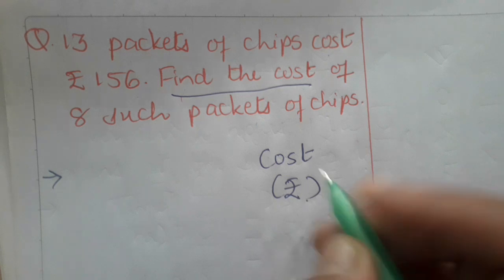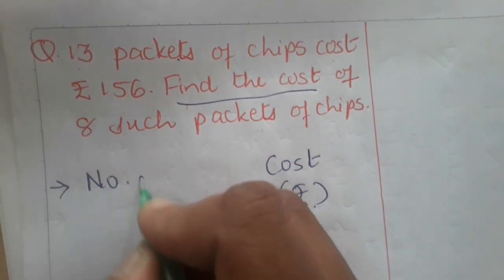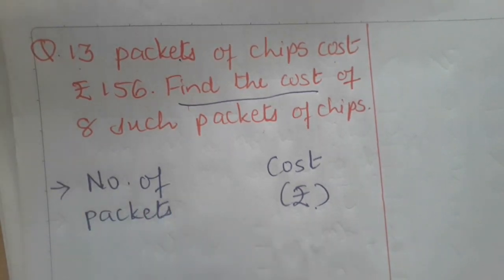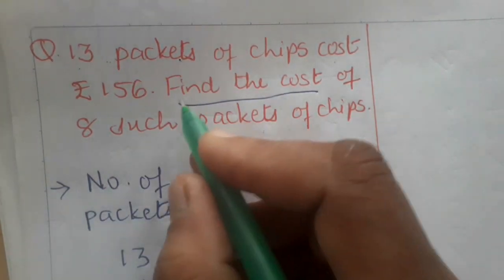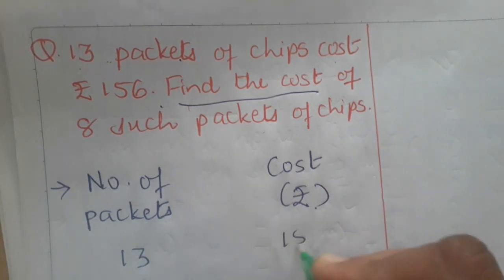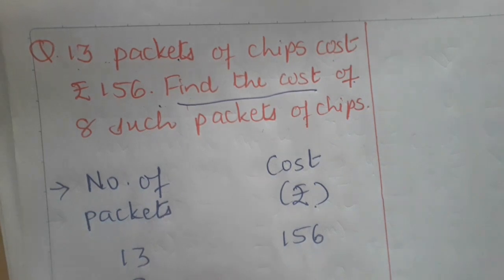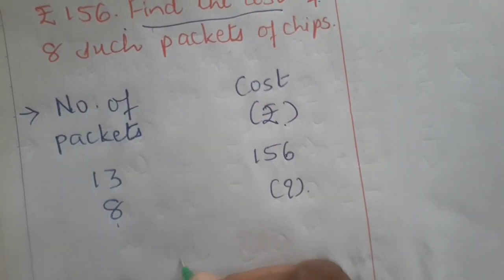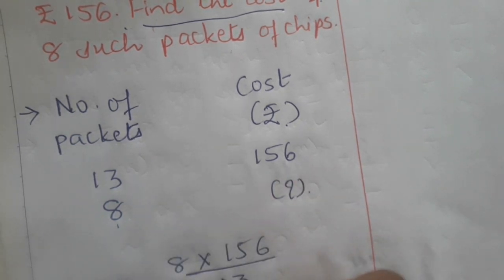What is the second thing given over here? That is 13 packets. So here you can write number of packets. Now reread the question and write the numerals in appropriate column. 13 packets, so write here 13 packets. And 156 rupees, so 156 rupees. Now find the cost of 8 such packets. 8 packets, how much? So the numerator will be 8 into 156 and divided by 13.